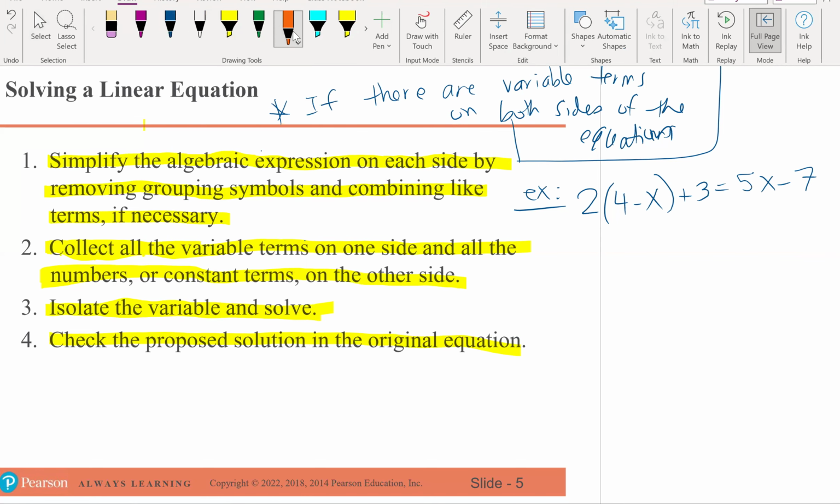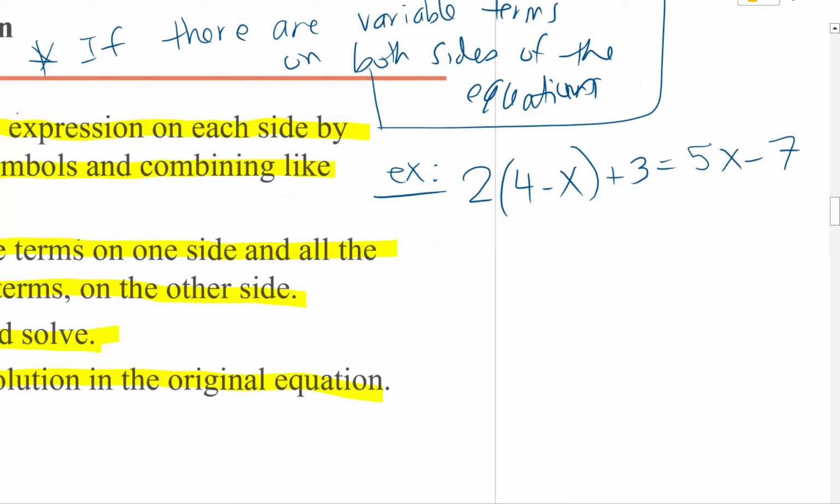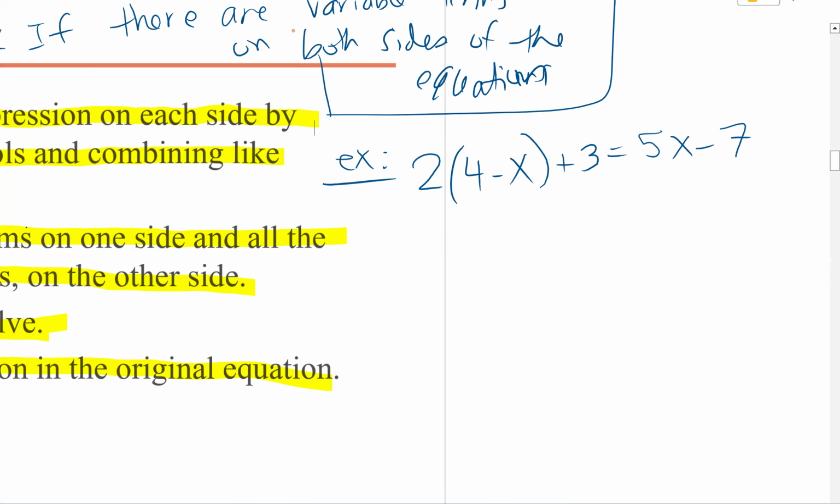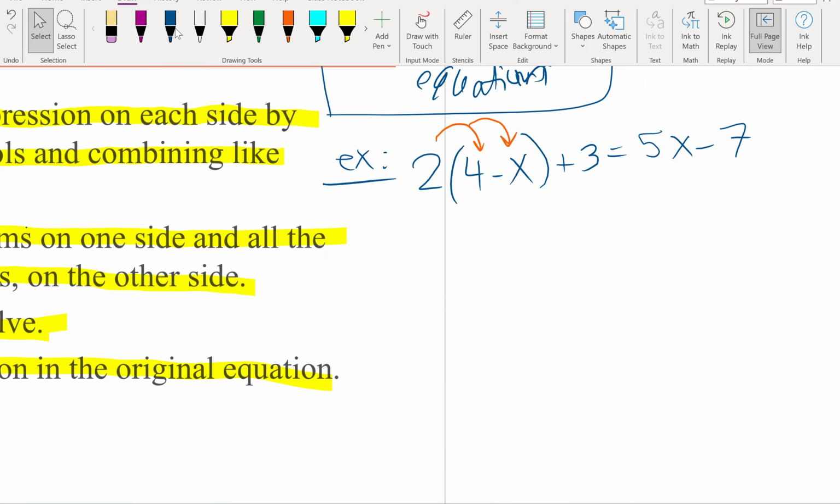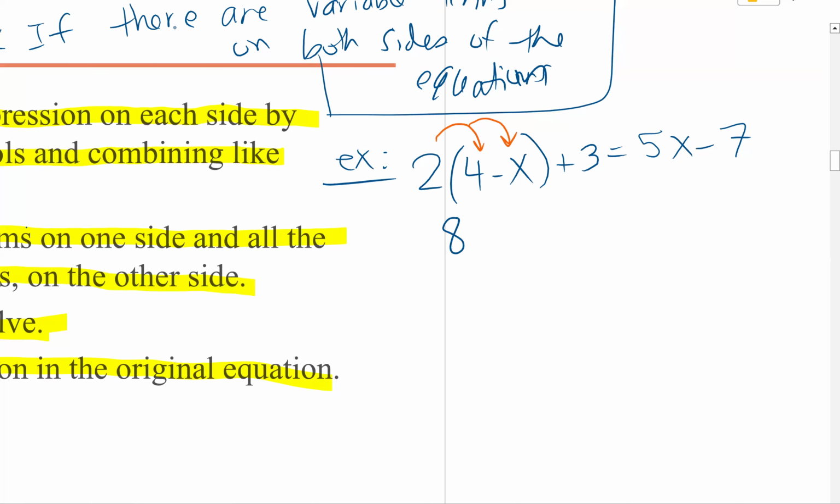I do see on the left side, there are some grouping symbols. Oops, let's see if that comes back. There we go. Distribute this 2. That's kind of the reasoning behind that, the parentheses being there. But if I distribute the 2, they don't need to be there anymore. 2 times 4 is 8. 2 times negative x is negative 2x. Then I'm bringing down this 3.